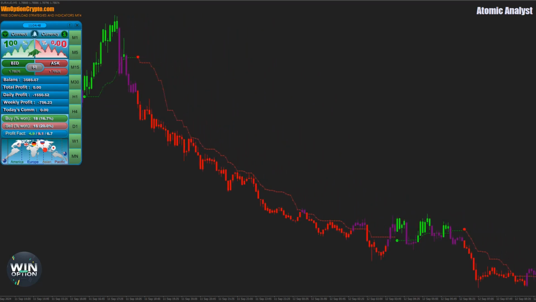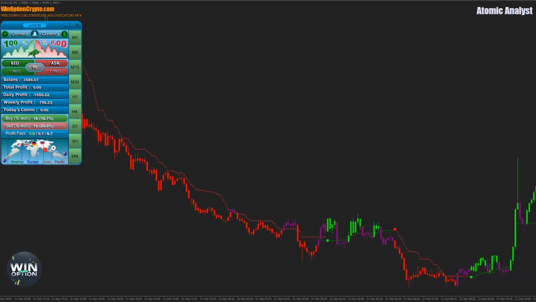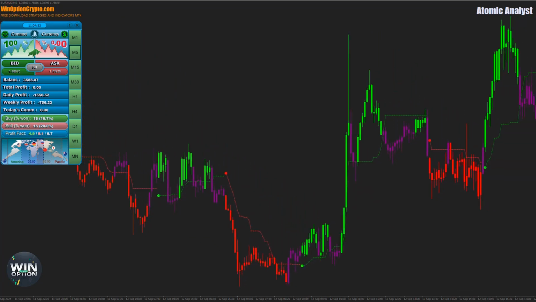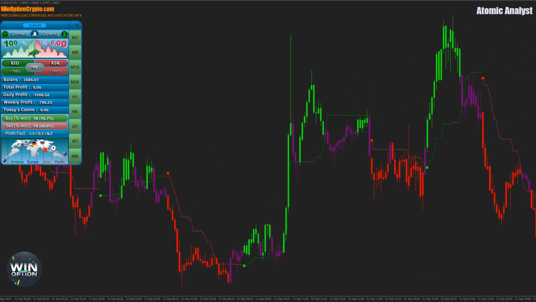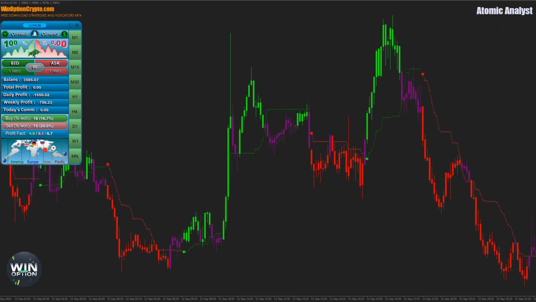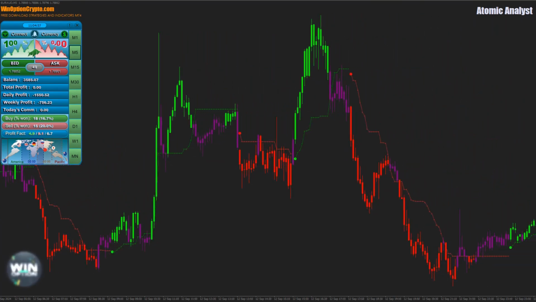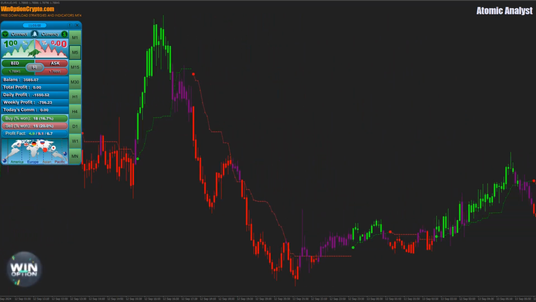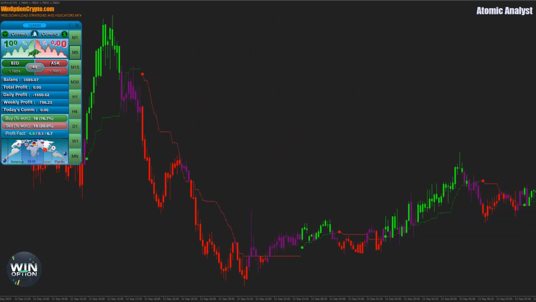So, the Atomic Analyst binary options indicator is a successful combination of a trend approach and trading statistics. If the first increases the probability of getting profitable trades, then the second confirms or refutes our assumption on this account. Competent use of these fundamental principles will help to lead to good results.